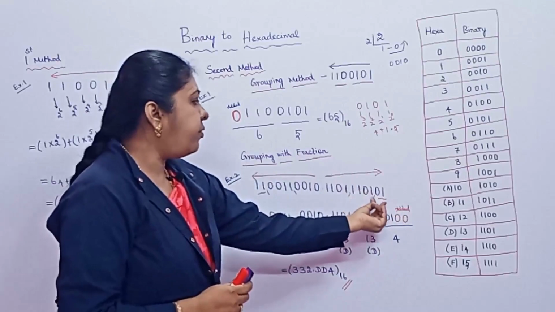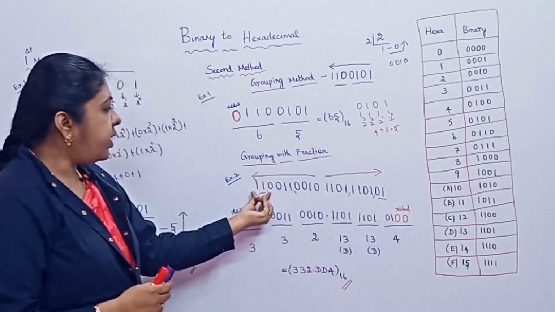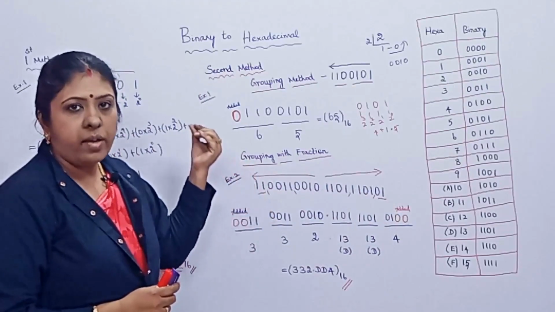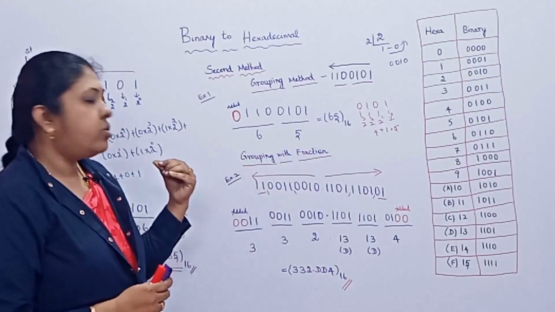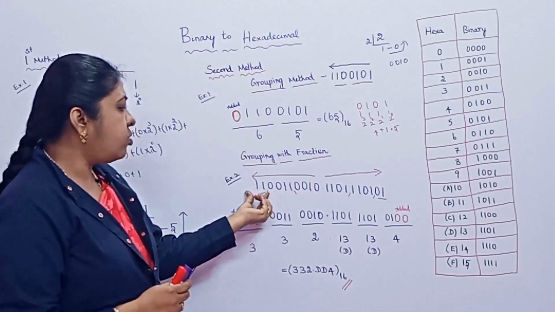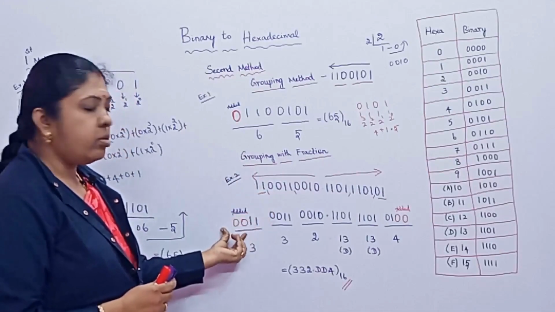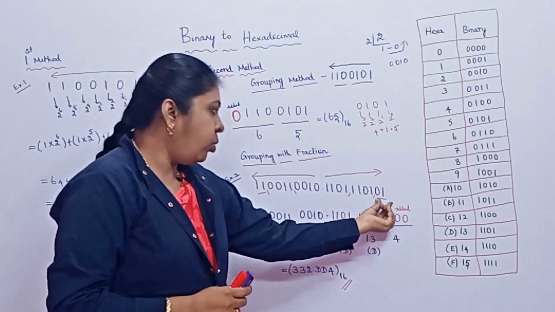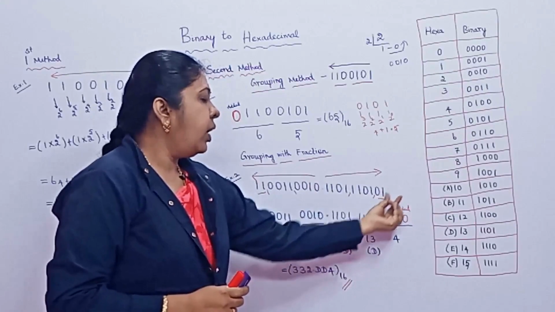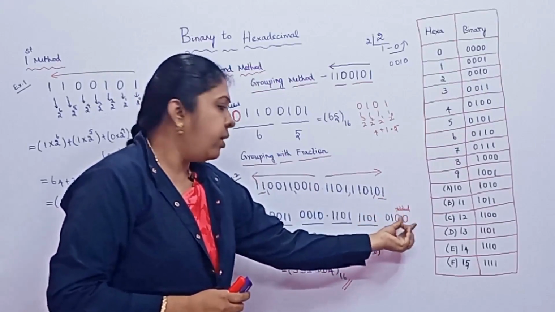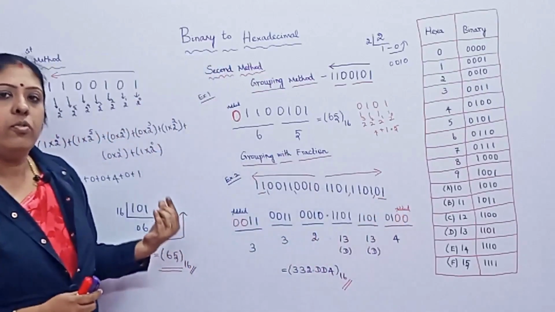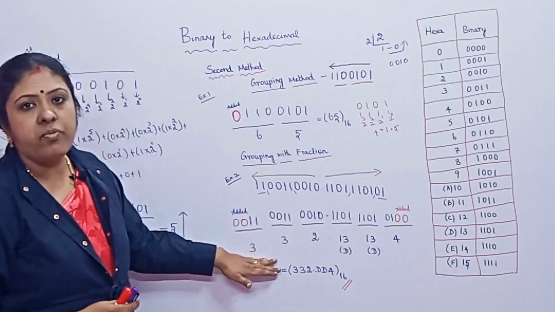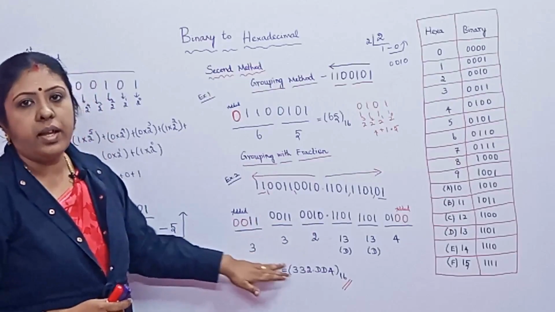If there is a shortage, or if a group contains only 2 digits, each partition should have a 4-digit binary. So for converting this 2-digit group, we can add 2 zeros. Similarly, here we are left over with only 2 binary digits, 01, so again 2 zeros can be added. Now each partition has a 4-digit binary, the particular hexadecimal value is represented, and the final value is noted here.